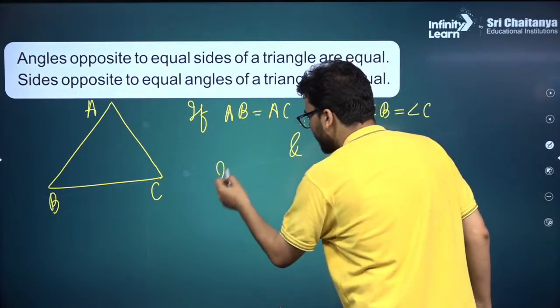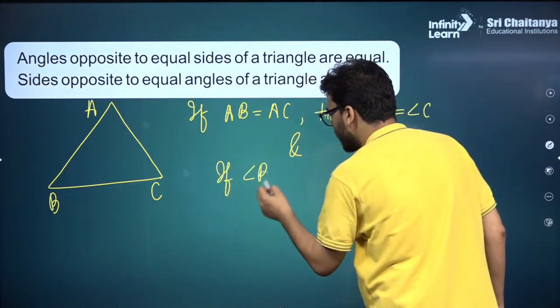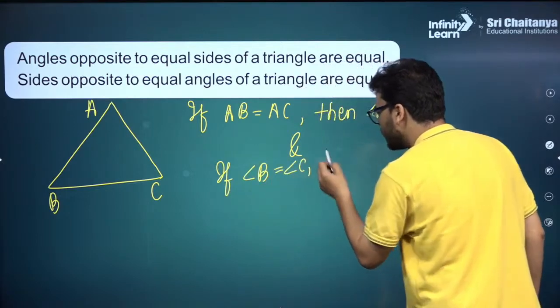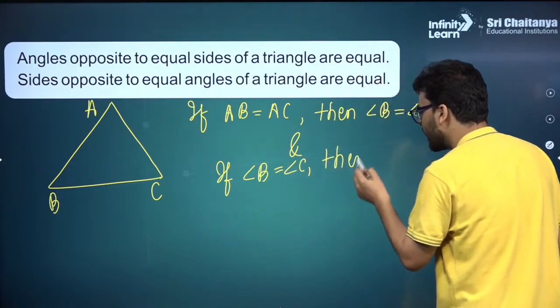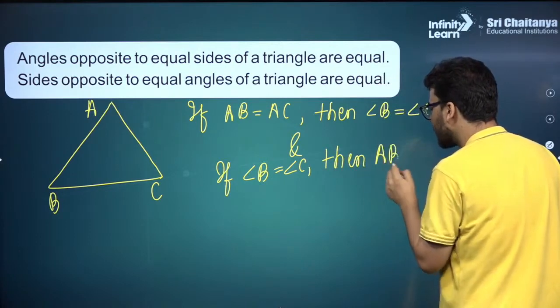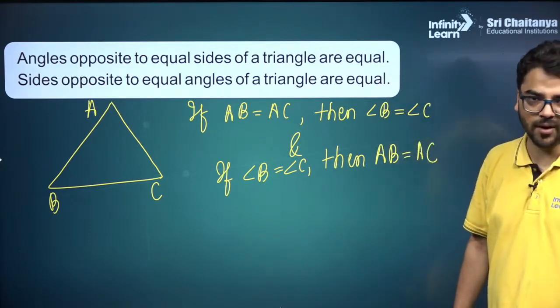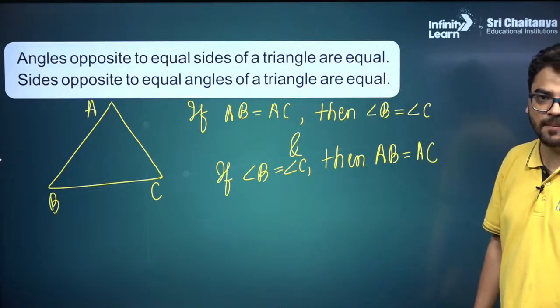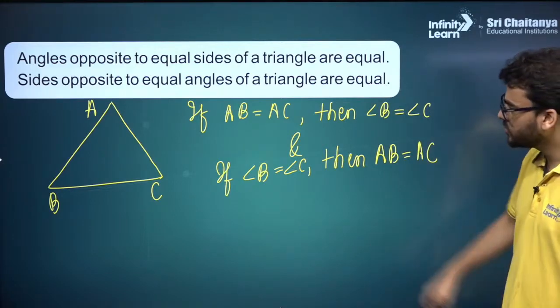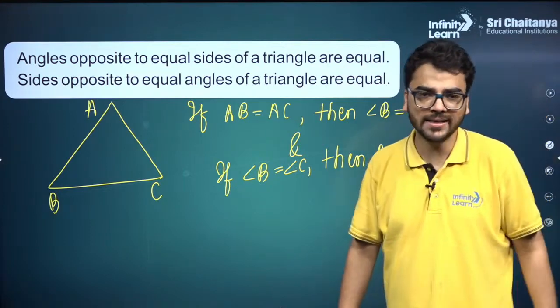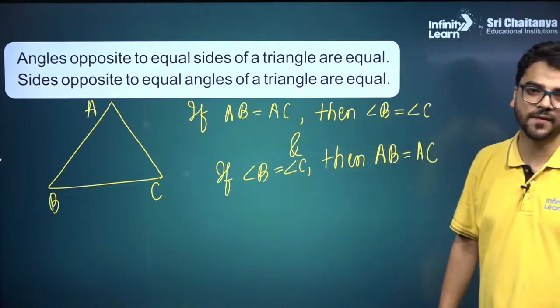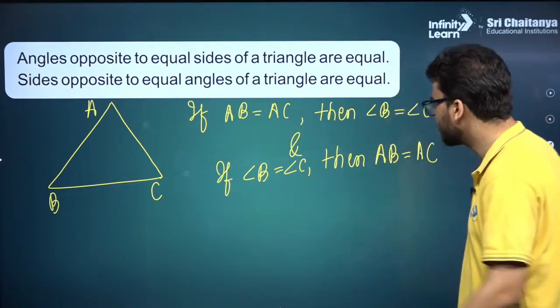If it is given that angle B is equal to angle C, then you can say that AB is equal to AC. Angles opposite to equal sides of a triangle are equal and sides opposite to equal angles of a triangle are equal. Any doubt in that, guys? Now the proof is pretty simple.